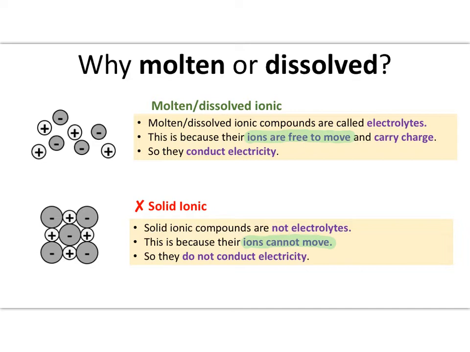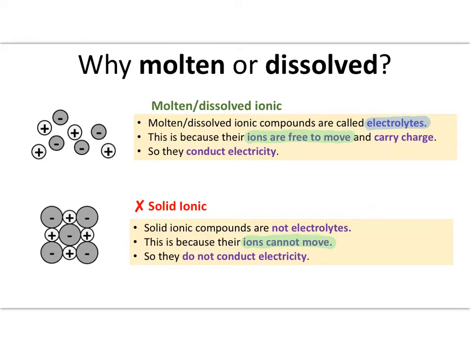They aren't able to move, but once they're dissolved or molten, those ions are now free to move. We call a molten or dissolved ionic compound an electrolyte. So that's a term you may have heard of before. In solid form, because the ions are not able to move, they're not electrolytes.